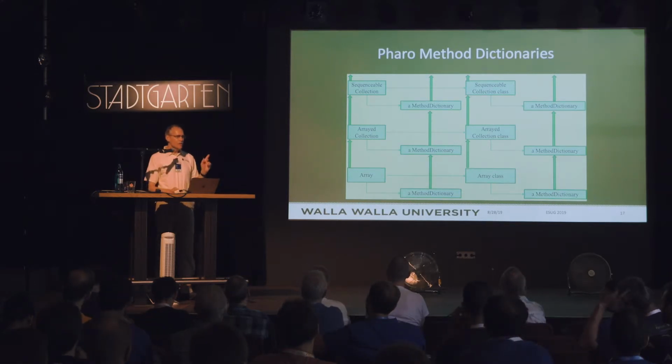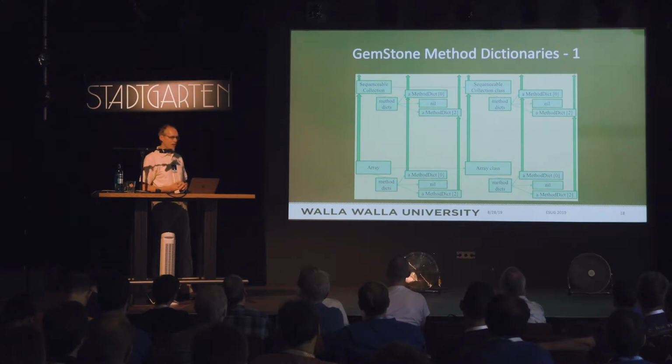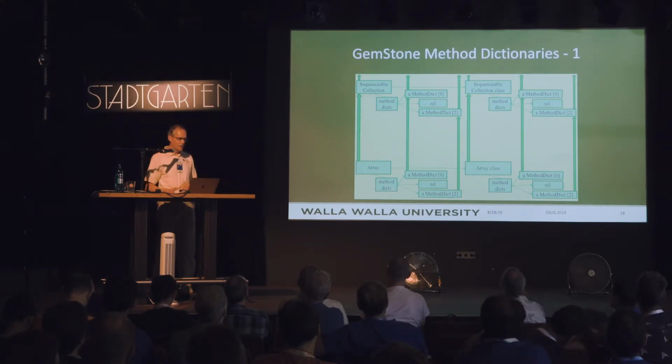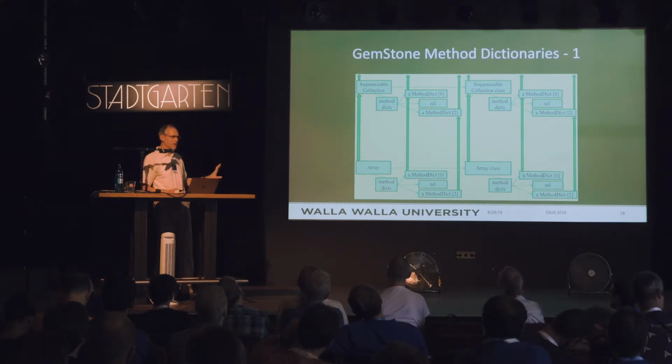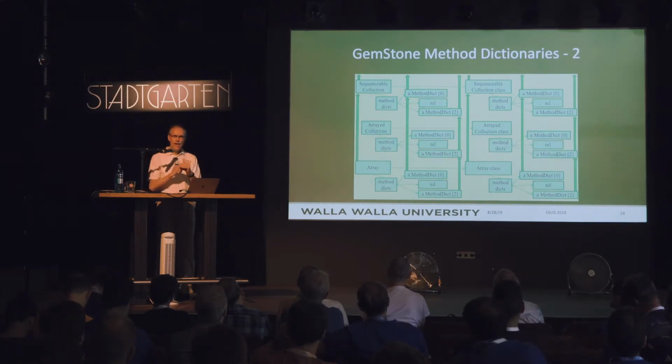Yes. So the traditional model, each class has one method dictionary. That's what we have here. In GemStone, each class has an array of method dictionaries. So you can see the array class has a method dictionary 0 and 2, and that inherits from sequenceable collections. So when we're sending messages, we can go to method dictionary 2. We can even insert new classes.